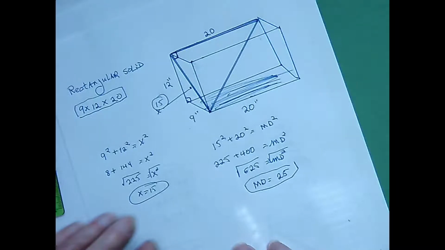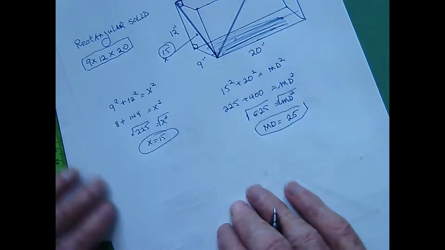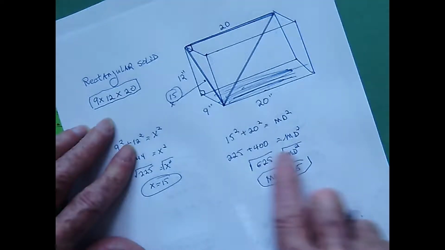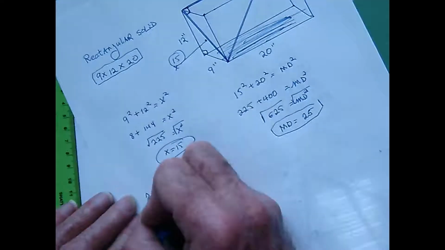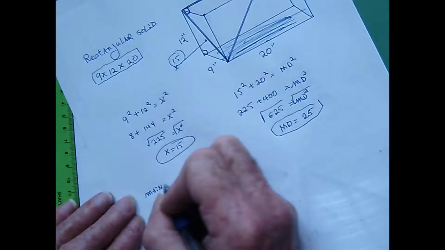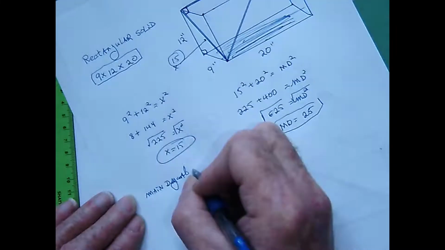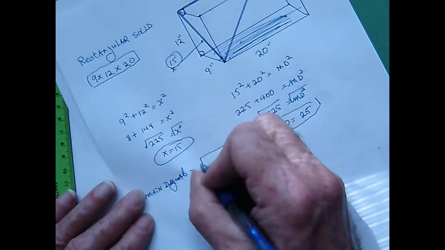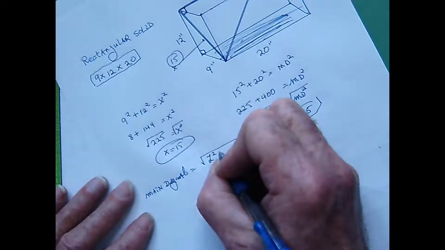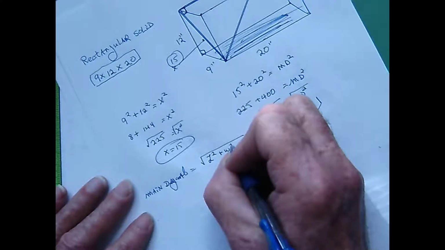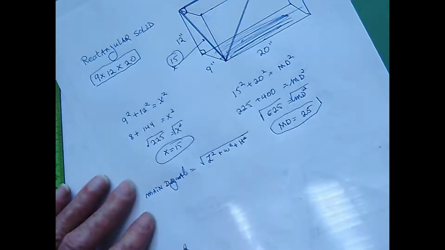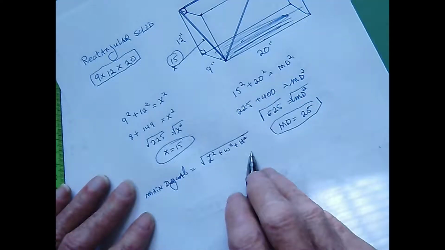But I think there's a quicker trick for doing that. Something that you could use that you won't have to go through so much drawing these triangles and working so much through. You can get the length of a main diagonal this way. This is worth writing down and keeping in your notes. It is given by the square root of the length squared plus the width squared plus the height squared. You just square them all up, add them, and take the square root.